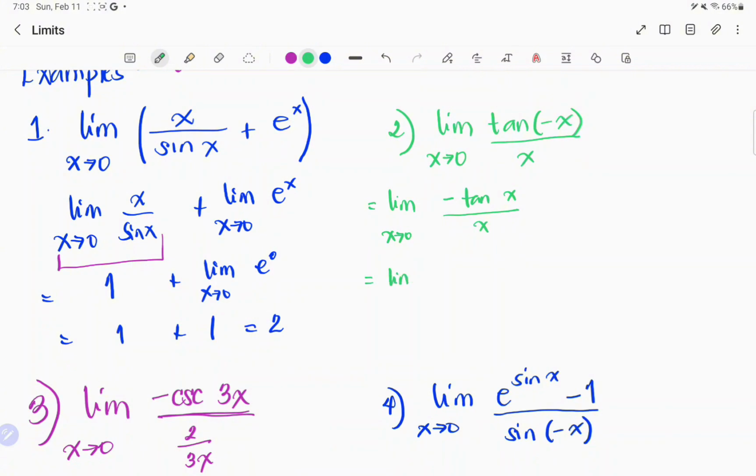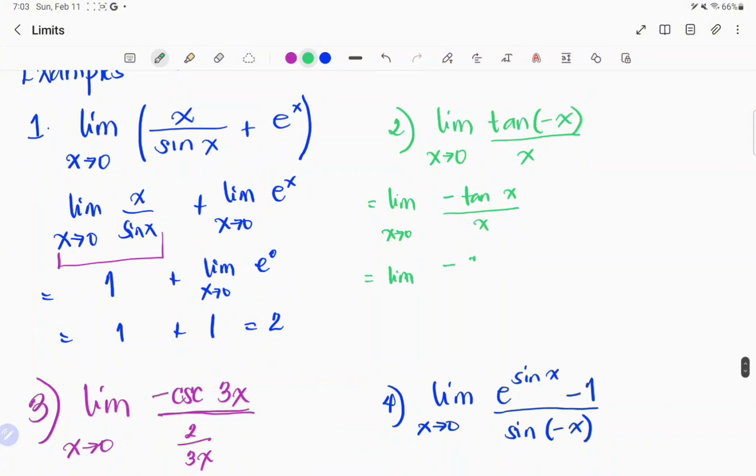So it could be written also as the limit of negative sine x over cosine x, by the ratio identity of tangent x, over x as x approaches 0. Further simplifying this, we have to take the reciprocal of the x in our denominator. It will become the limit of negative sine x over cosine x times the reciprocal of x, which is 1 over x, as x approaches 0.